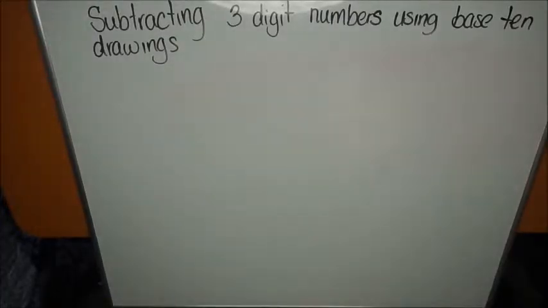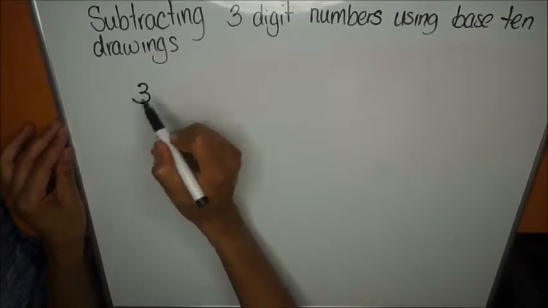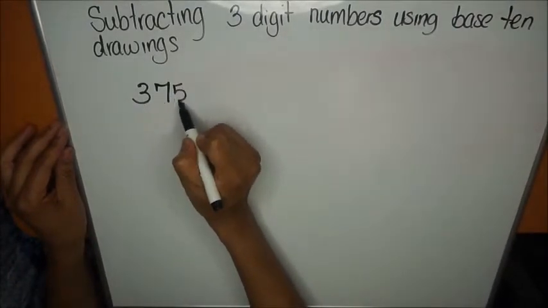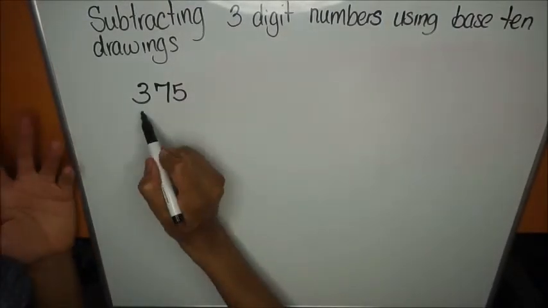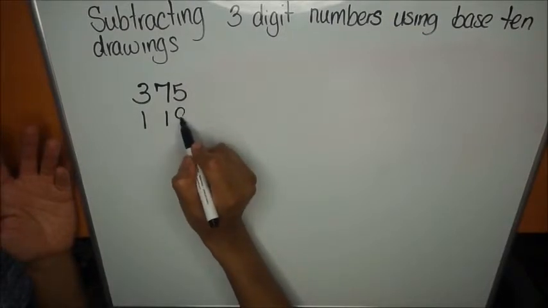Hello, welcome back to another tutorial on how to subtract three-digit numbers using base 10 drawings. So today we're going to be using the number 375 and we're going to subtract 119 from that number.